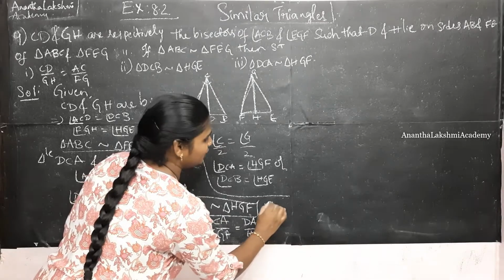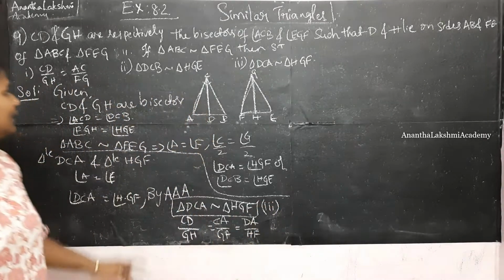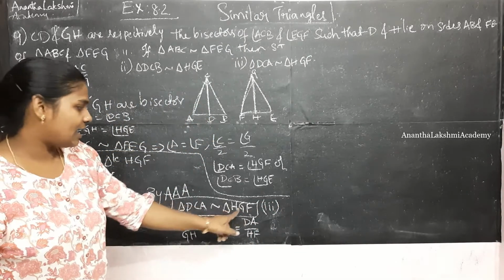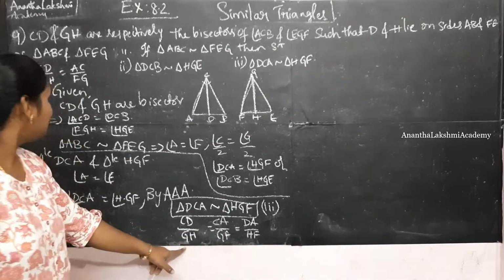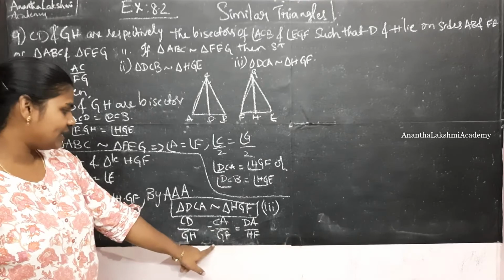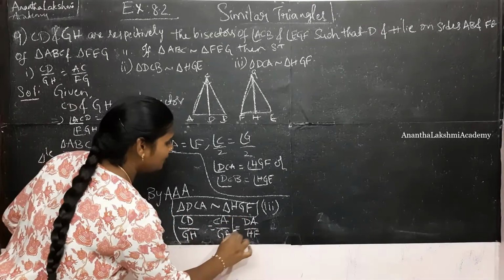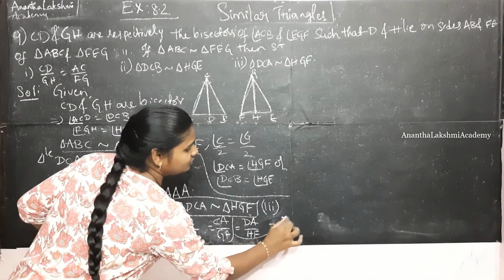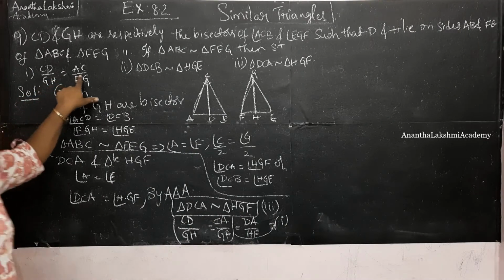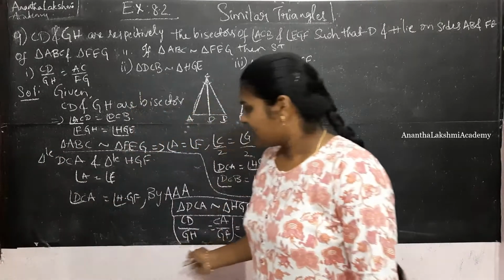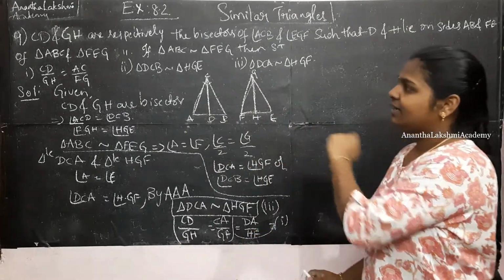This is nothing but your third bit. Okay. Now, when the triangles are similar, angles are equal, CD by GH is equal to AC by GF. This is nothing but your bit number 1. Observe here, CD by GH is equal to AC by FG. Okay, so 2 bits are completed.